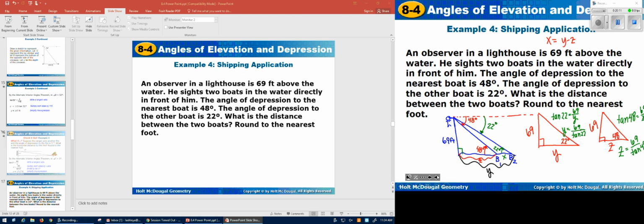109 for the whole thing or 109 for this? Okay, so that was x. That was our little piece between the two boats, which is what it asked us for, right? Okay. Anybody not getting it typed in correctly, not getting 109, need me to help with the calculator or explain it better?